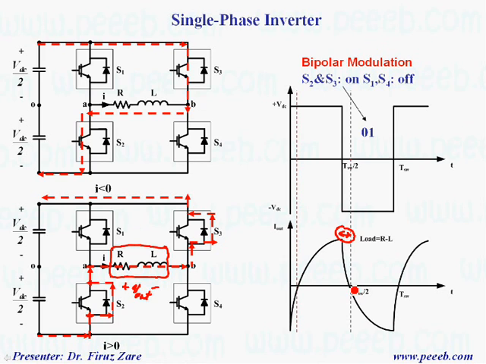But at this point the current becomes negative. That means output current and output voltage are both negative. In this case, because current is negative according to this definition, this is the current loop. That means the IGBT here and this IGBT can conduct, and the current passes through the IGBT, the load, and the second IGBT.